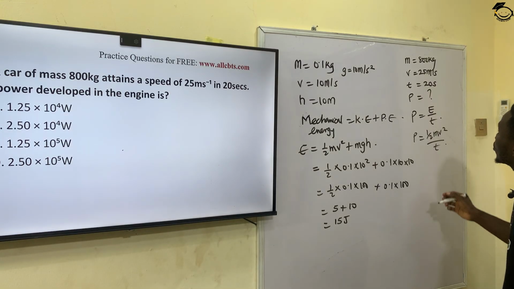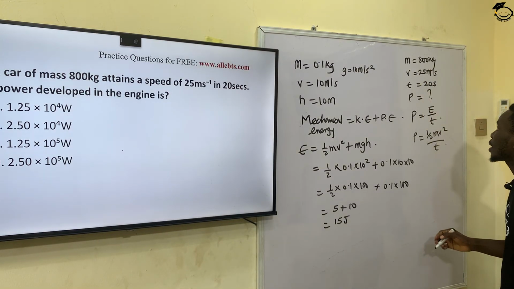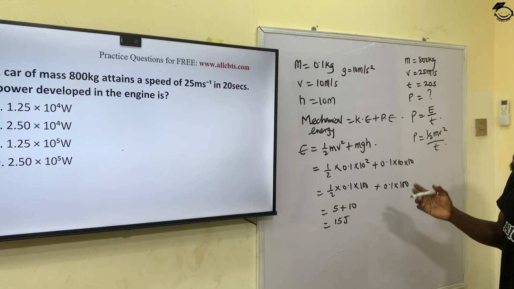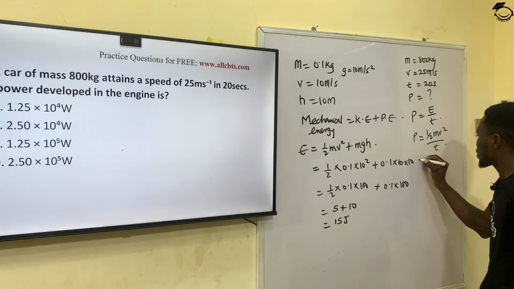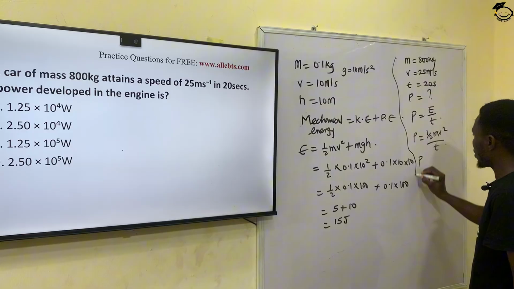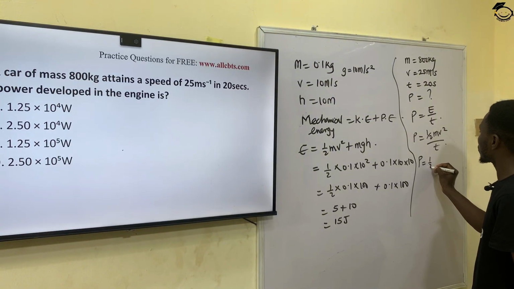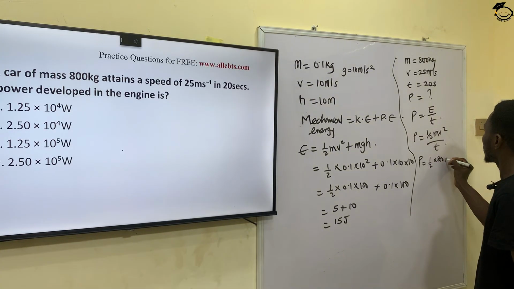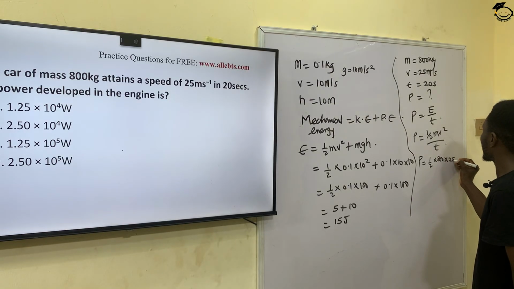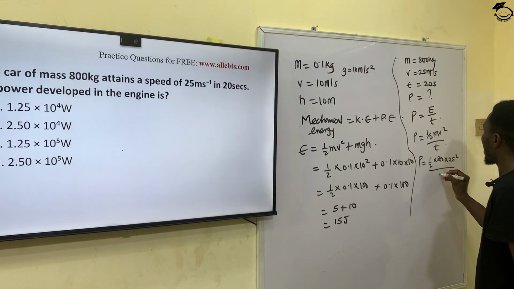Why am I using this formula? Because from the parameters that I'm given here, I can tell that this is what? Kinetic energy. And they're talking about what? A moving car. So it means that my power here will be equal to 1 over 2 times 800 times 25 squared divided by 20.